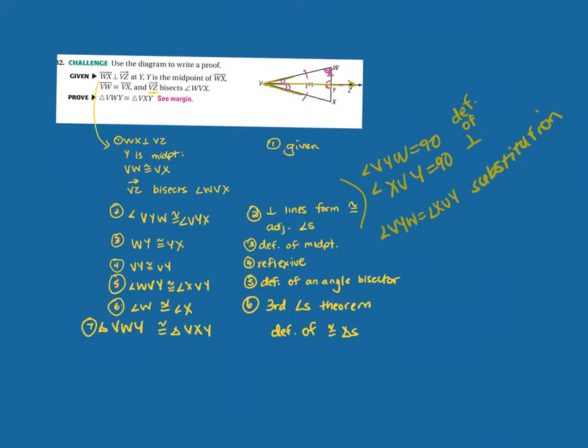Yep. What was the definition of angle bisector? That a ray or a segment or a line that cuts an angle into 2 congruent parts.